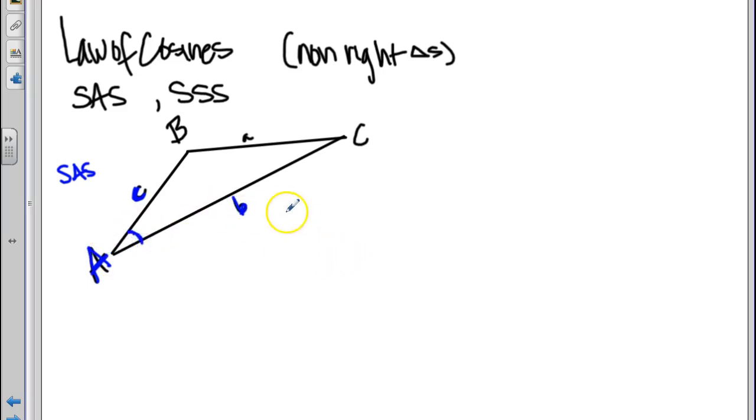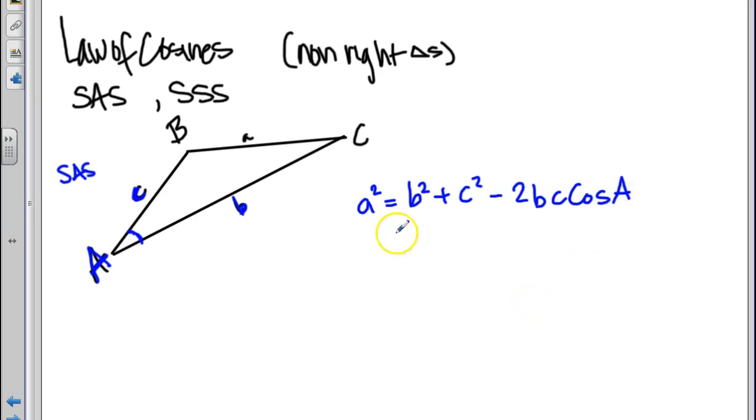And so law of cosines says I'm going to take the side that's not been given to me, a squared, and it's equal to each of the sides that are given squared and added together. So the sum of those two sides minus 2 times the product, or multiplying those two sides together, and then multiplying that by the cosine of the angle that's given. So a squared equals b squared plus c squared minus 2bc cosine A.